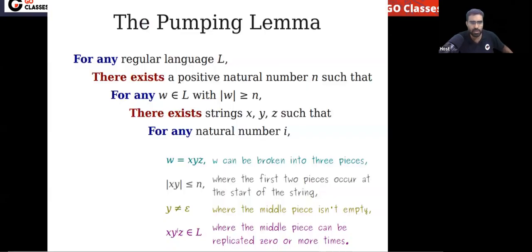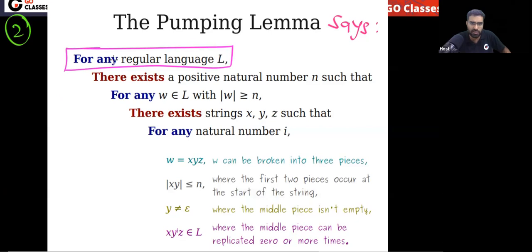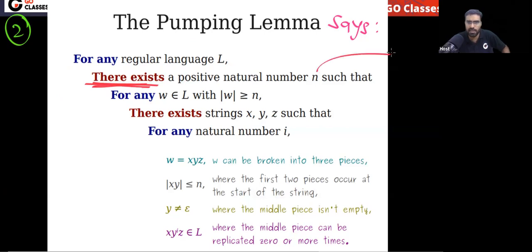Now the second point is the actual pumping lemma statement. What is the pumping lemma statement? The pumping lemma says that for any regular language, whatever regular language you take, there exists a magical number n. What do we call this magical number? This is your pumping length.